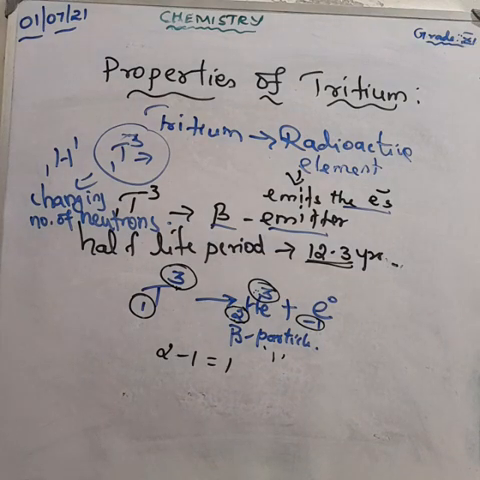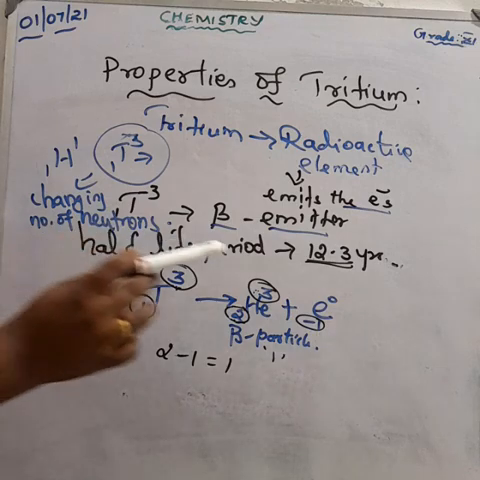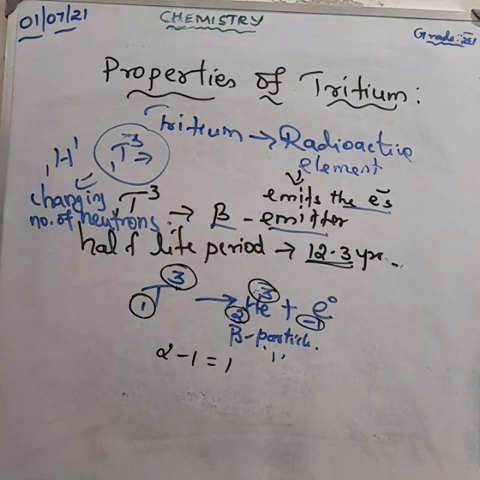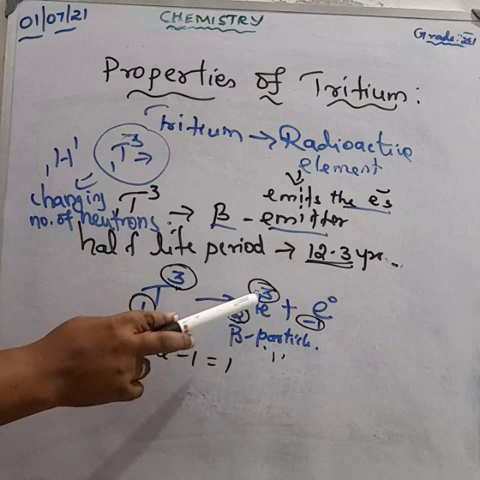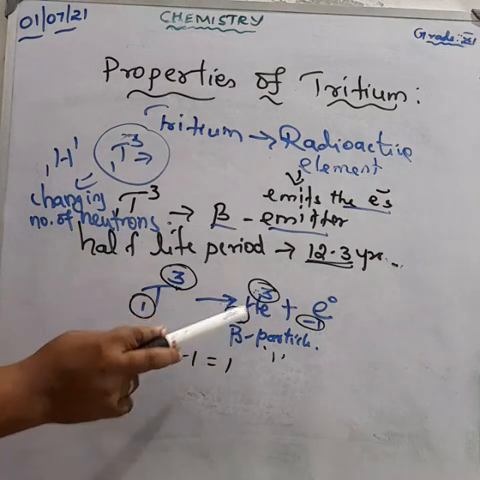This is the properties of tritium. Tritium, we know, is a radioactive element. It always emits radiation in the form of electrons, and it always emits the beta ray. It is a beta emitter. What is the half-life period of tritium? 12.3 years. So tritium, 1T3, gives helium 2,3, atomic number 2, mass number 3. So it is called beta ray.